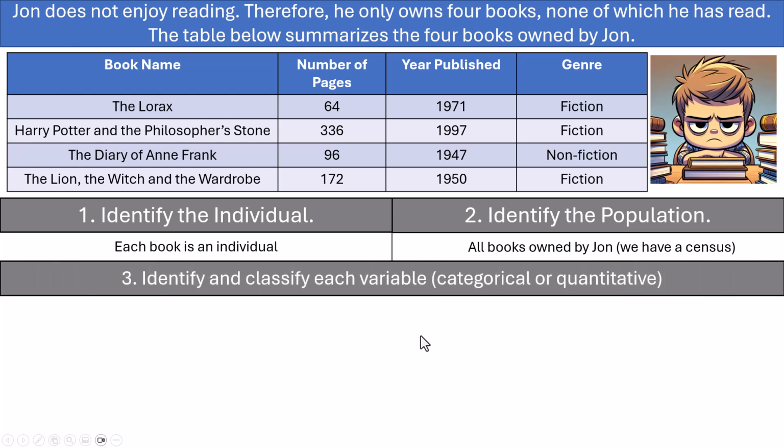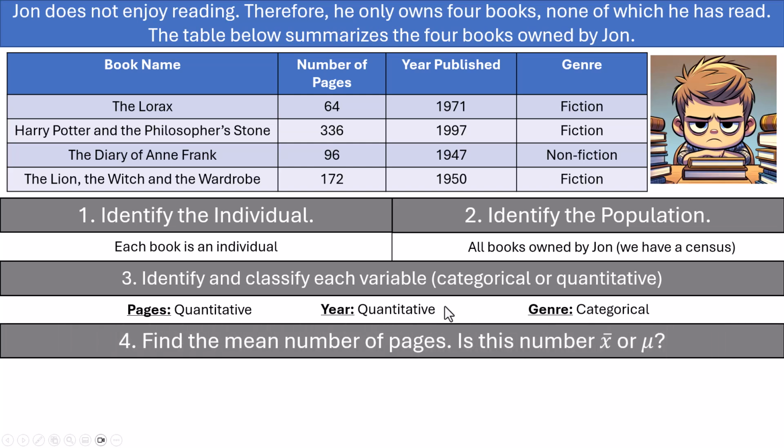Identify and classify each of the variables. Now, I'm not really going to consider the book name to be a variable since it's uniquely identifying each of the books. I'm really going to just start with the other 3 here. So I'm going to start with the number of pages, which is, of course, quantitative. Those are numbers. We have the year published, which is also quantitative. And then we have the genre, which is going to be categorical. Then we are asked to find the mean number of pages.